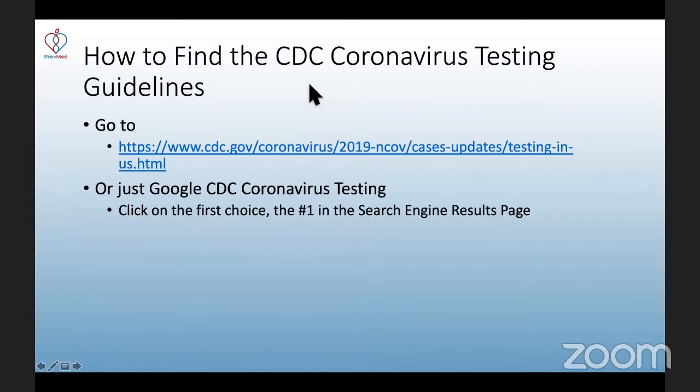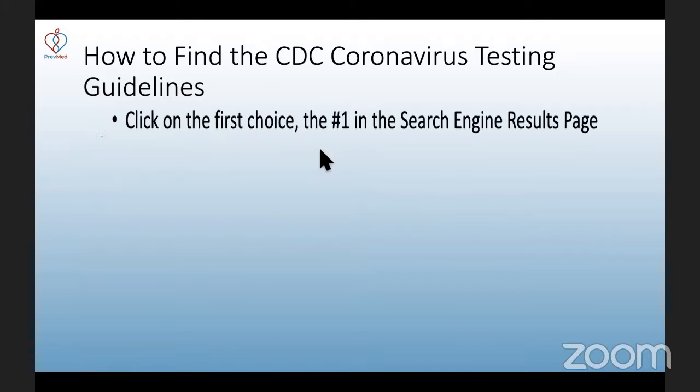So how do you find the CDC coronavirus testing guidelines? First of all, go to this link, www.cdc.gov/coronavirus/2019-ncov/cases-updates/testing-in-us.html. That might be hard. And if it is, just Google CDC coronavirus testing. Once you do that, click on the first choice, the number one place in the search engine results page. I'll see if I can get there on this for you. Yeah, you click on that, and here's where you go: coronavirus disease testing.